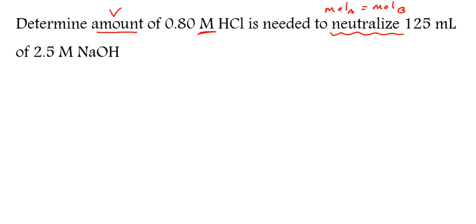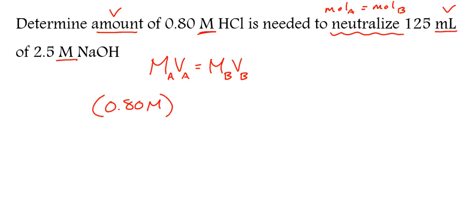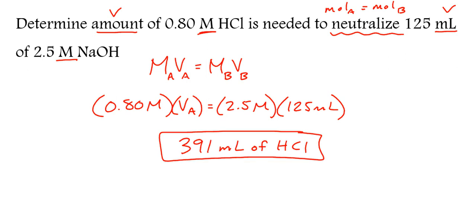So I'm given a molarity. I want to know an amount. That's a translation to say volume. I have another volume, and I have a molarity. So this is MAVA equals MBVB. You learn it initially as M1V1 equals M2V2, but putting the A's and the B's just directs you to the acids and the bases a little easier. So all we need to do is plug this in. Liters, milliliters, it doesn't matter unless it's being asked, because units will cancel out from one side to the other.